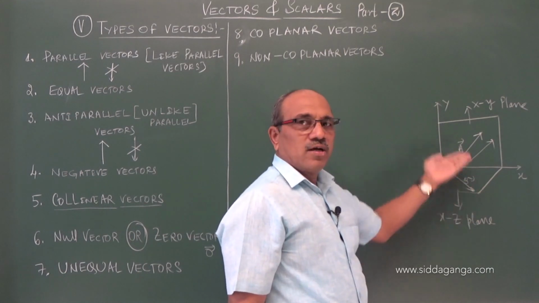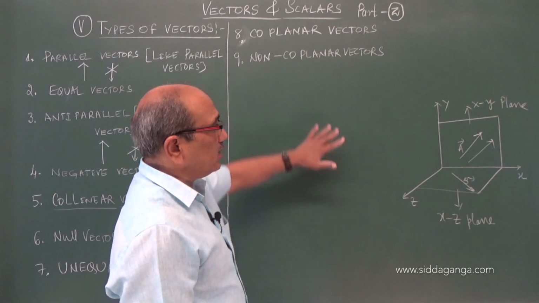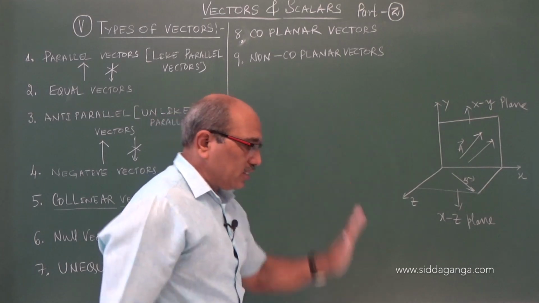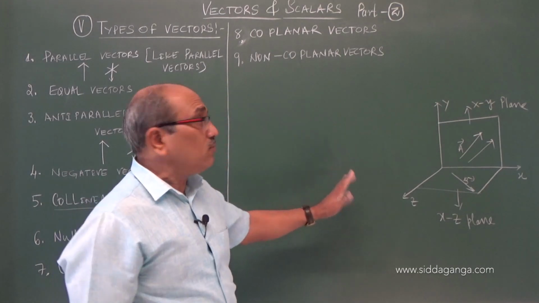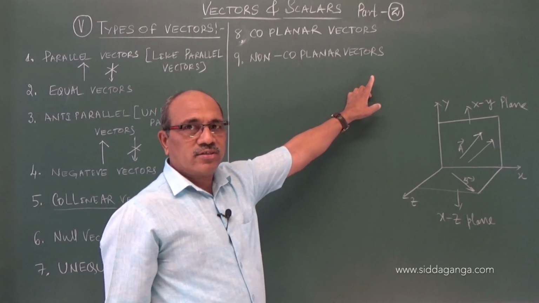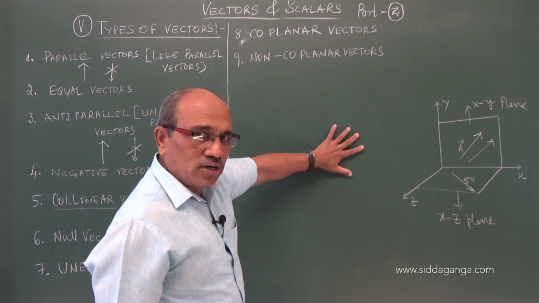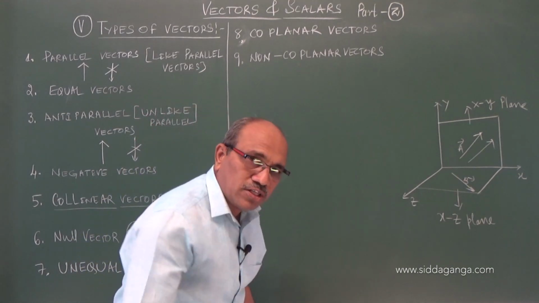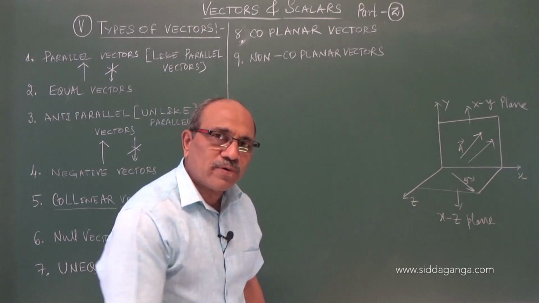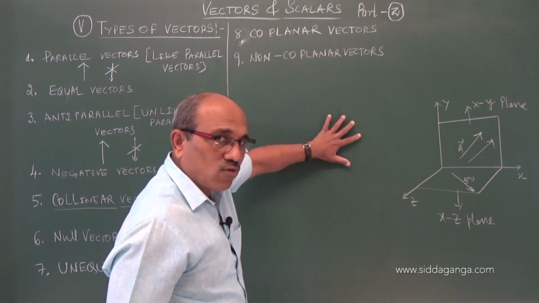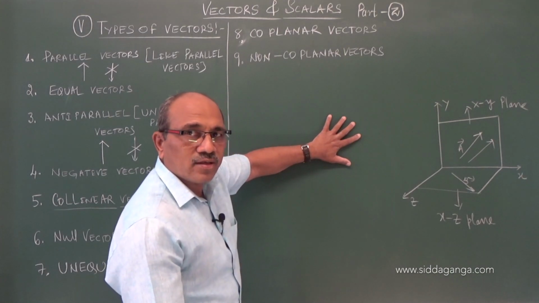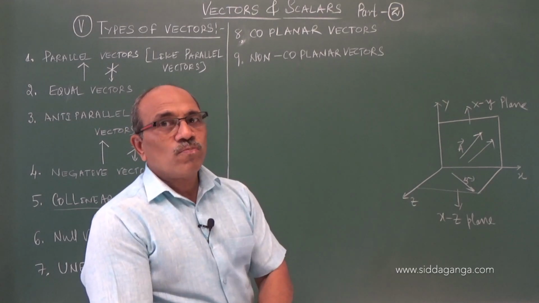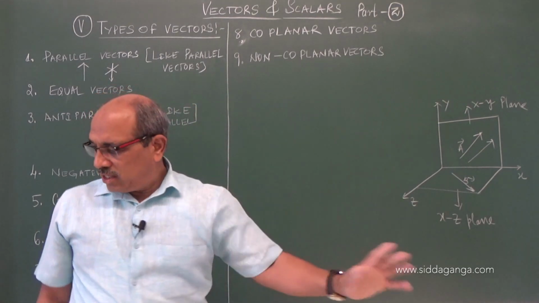A and B are not in the same plane. Just imagine this wall is the xy plane and the floor is the xz plane. A vector on the wall and a vector on the ground are not in the same plane, so we say they are non-coplanar vectors. All the vectors you draw on the wall are coplanar vectors. All the vectors you draw on the ground are coplanar vectors. But when you compare a vector from the wall with one on the ground, they are not in a common plane. Such vectors are called non-coplanar vectors. Coming to the next.